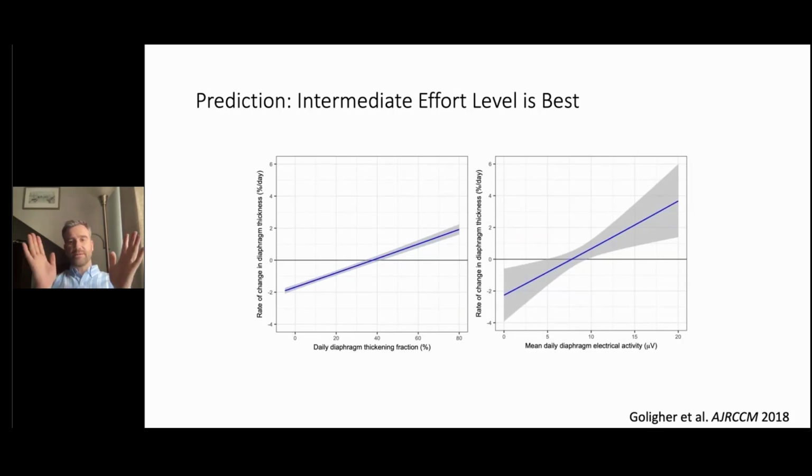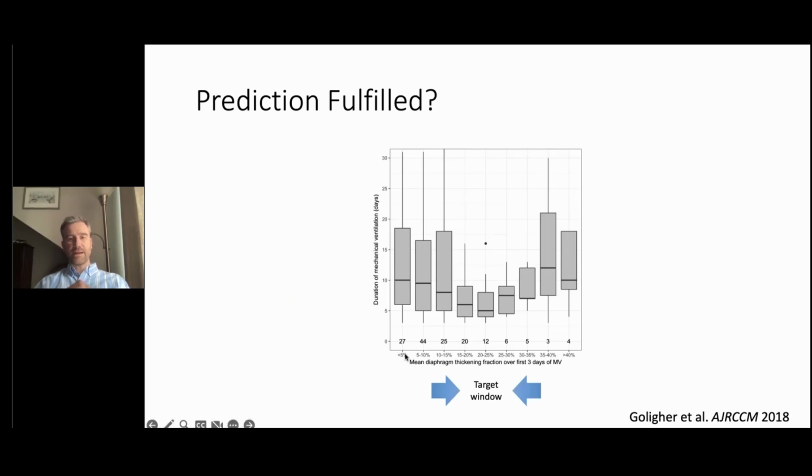So if it's the case, as I already showed in this figure, that an intermediate level of effort, measured either by ultrasound or diaphragm electrical activity or however you're measuring respiratory effort, is best, then those patients with an intermediate level of effort should have the best outcome, the shortest duration of ventilation. And that's exactly what we found. If we look at patients distributed according to the average diaphragm thickening over the first 3 days of ventilation, we found that patients with this intermediate level of thickening fraction have a shorter duration of ventilation compared to patients with either relatively low effort or very high effort.